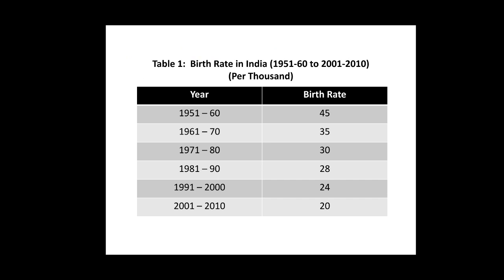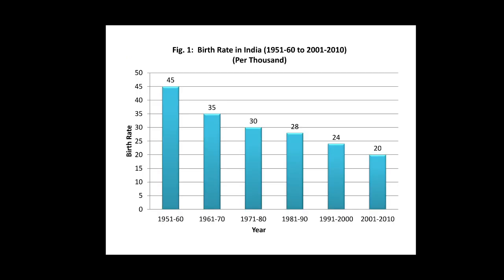Now we have to present this data with the help of a simple bar diagram. As there is only one characteristic or variable under study, that is birth rate in case of our example, we can represent it with the help of a simple bar diagram. And here in this slide, I have presented the data given in the table by means of a simple bar diagram. How to do it?